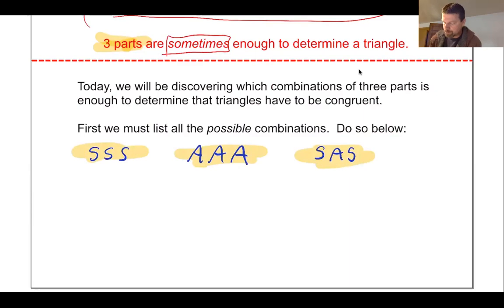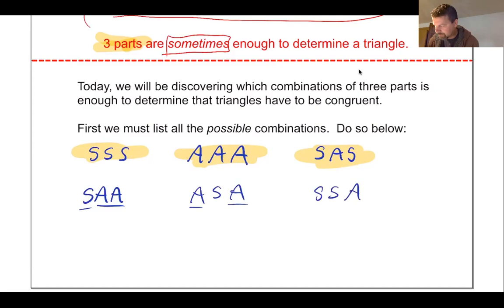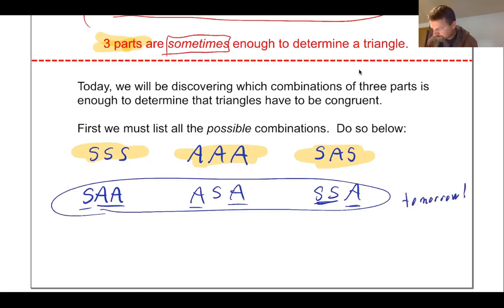The 3 we're going to explore tomorrow would be side, angle, angle, 2 angles and a side, or angle, side, angle, 2 angles and a side, but the side isn't stuck in between the 2 angles, or the last one, side, side, angle, 2 sides with an angle off to the side. These we'll talk about tomorrow. These ones we're going to talk about today. All right.